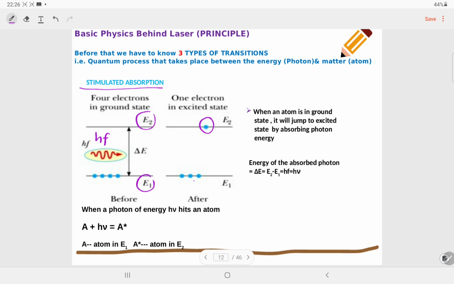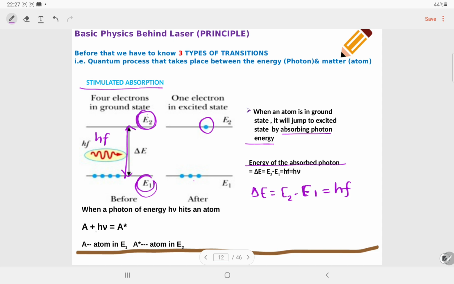So you can see that when an atom is in the ground state, it will jump to the excited state by absorbing photon energy. And the energy of the absorbed photon is how much? It is equal to the energy difference between these two energy states. So delta E is equal to E2 minus E1, and this is equal to h f, where f is the frequency.